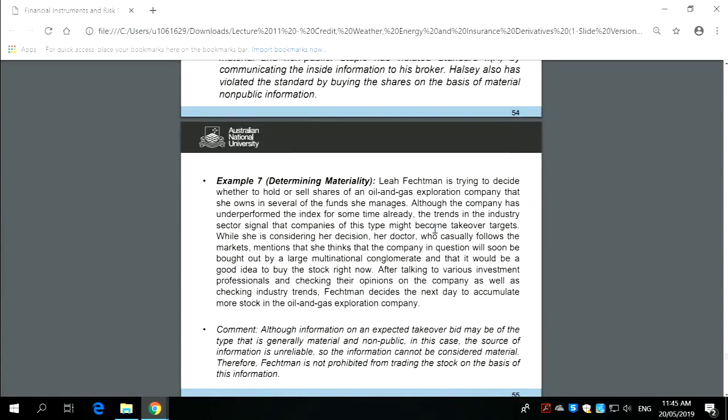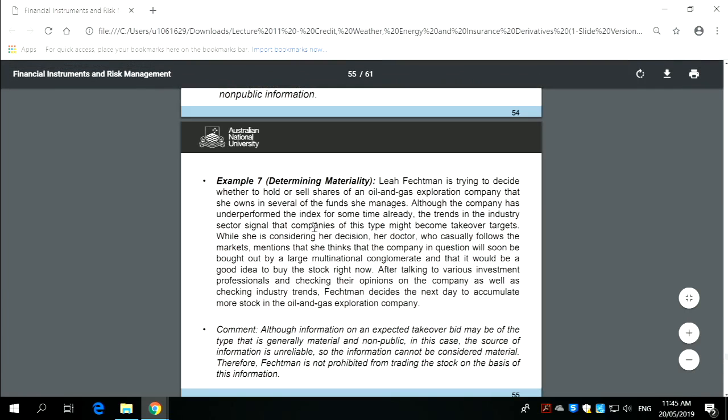Okay, here's another example. Leah is trying to decide whether to hold or sell shares of an oil and gas exploration company that she owns in several of the funds that she manages. Although the company has underperformed the index for some time already, the trends in the industry sector signal that companies of this type might become takeover targets. While she's considering her decision, her doctor, who casually follows the market, mentions that she thinks the company in question will soon be bought out by a large multinational conglomerate, and that it would be a good idea to buy the stock right now.